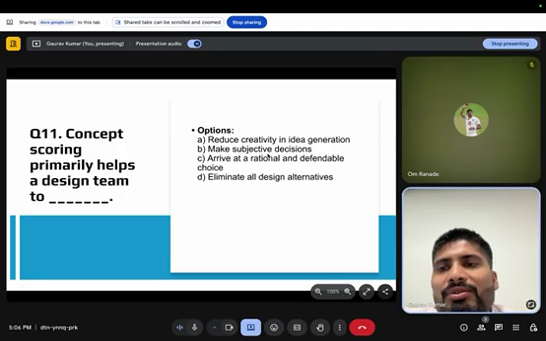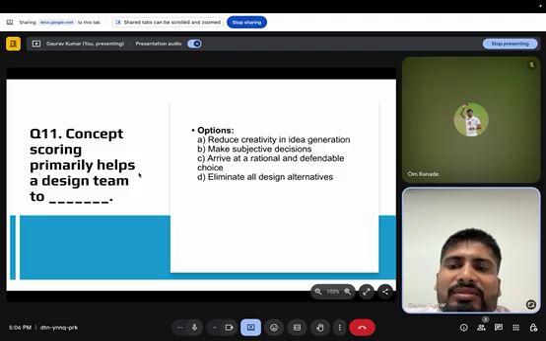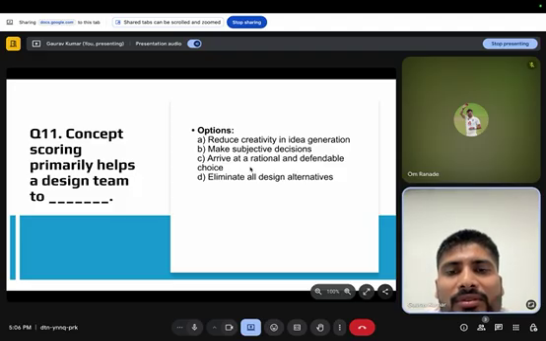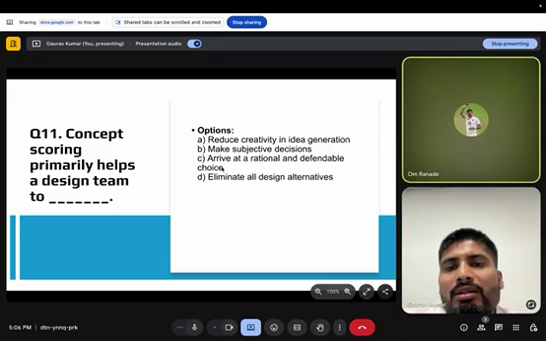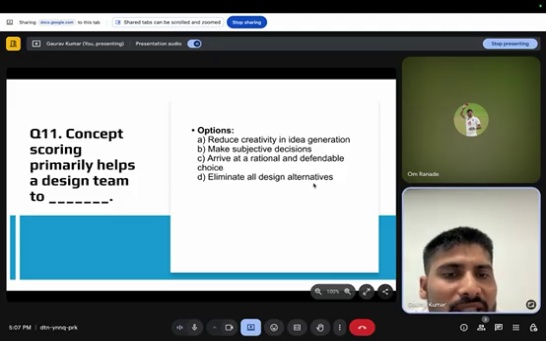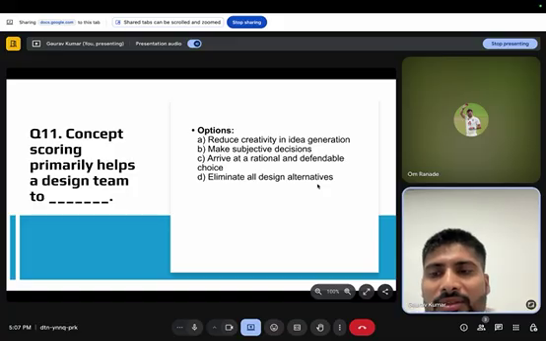Now moving towards the next question, question number 11. Concept scoring primarily helps the design team to dash. Can you answer? Okay, so option D, eliminate all design alternatives. No, this one is also not right.